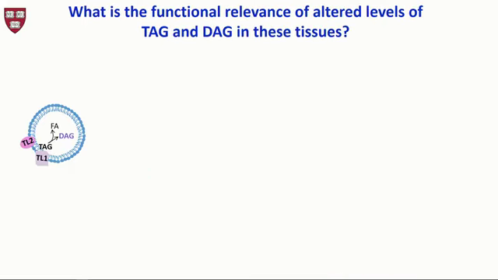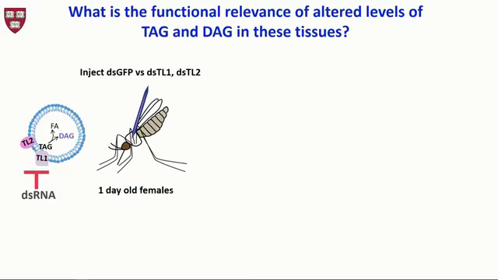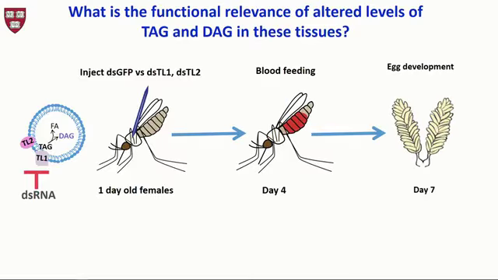So the approach we took was to design double-stranded RNAs against TL1 and TL2, and these were injected into adult, one-day-old mosquitoes, and at 3 days post-injection, the mosquitoes were blood-fed, and we will analyze then the number of eggs that the female will produce 48 to 72 hours post-blood meal.